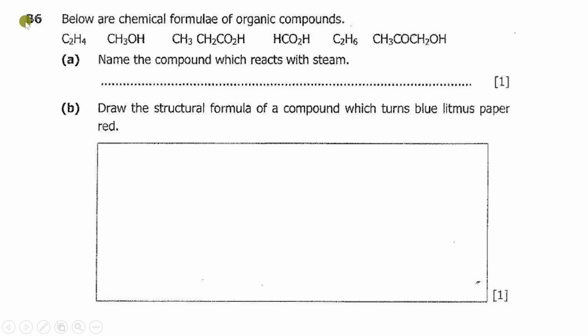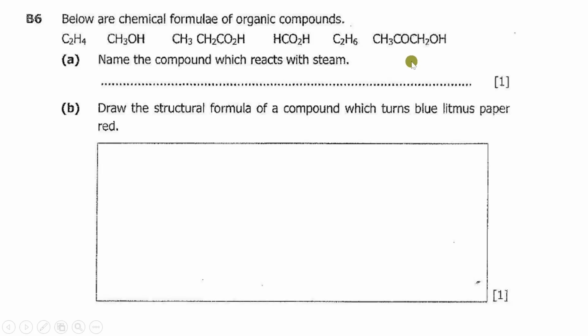We come to B6. B6 says below are chemical formulae of organic compounds. We have C2H4, CH3OH, CH3CH2CO2H, then HCO2H, C2H6, CH3CH2OH. Then they're saying, A, name the compound which reacts with steam.